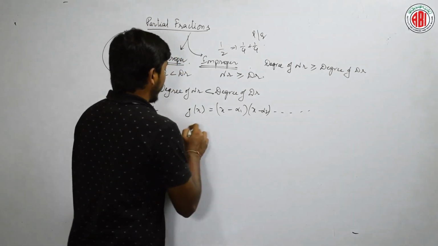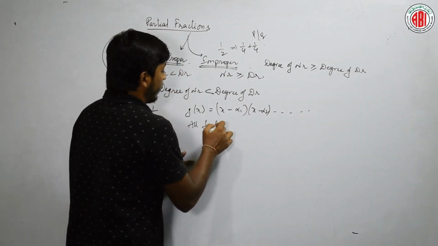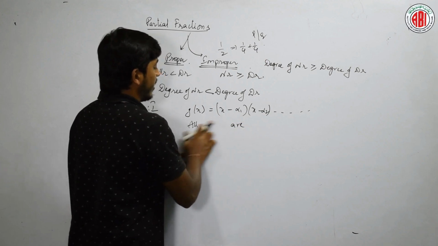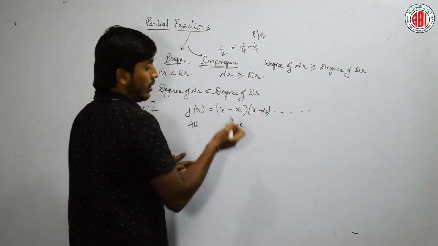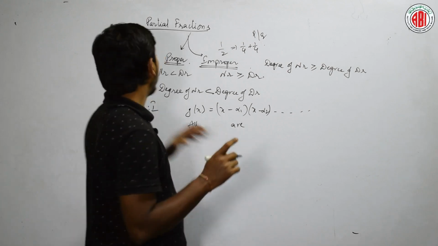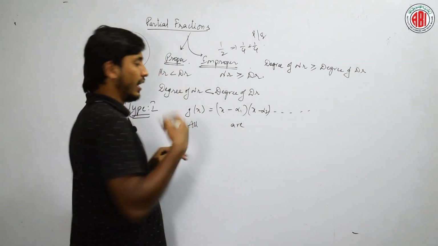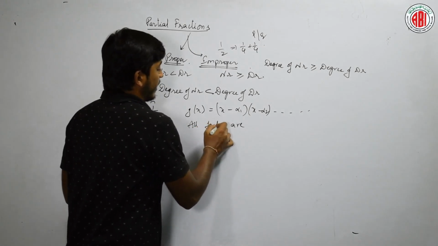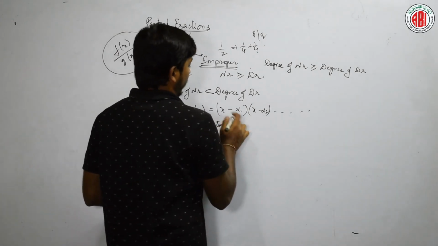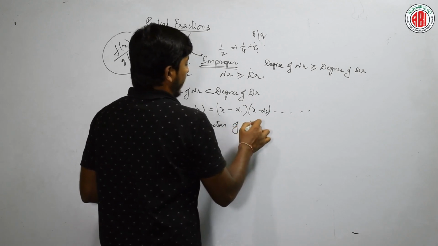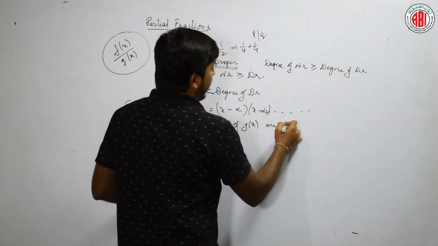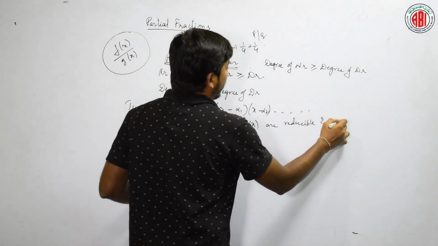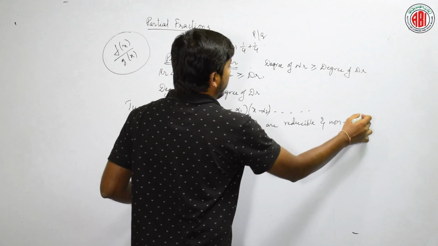That is, all factors, or instead of writing factors, let me write poles. Remember the term: poles means the roots of the denominator. Or else let me write: all factors of g of x are reducible and non-repeating.